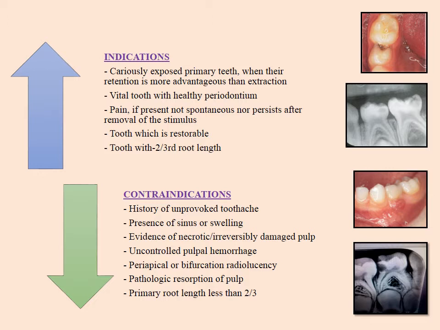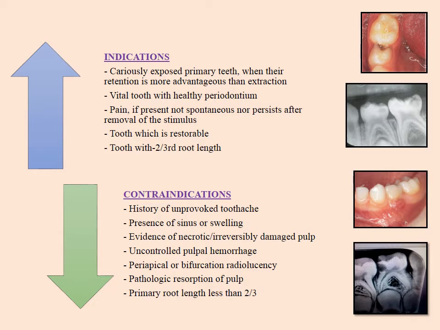If there is periapical or bifurcation radiolucency, that again indicates that there is infection and inflammation which has reached the furcation area. Then if there is pathologic resorption, pulpotomy is contraindicated. Primary root length less than 2/3 indicates the tooth is already resorbing, so it's better to avoid doing pulpotomy. And so in this case, pulpotomy is contraindicated.